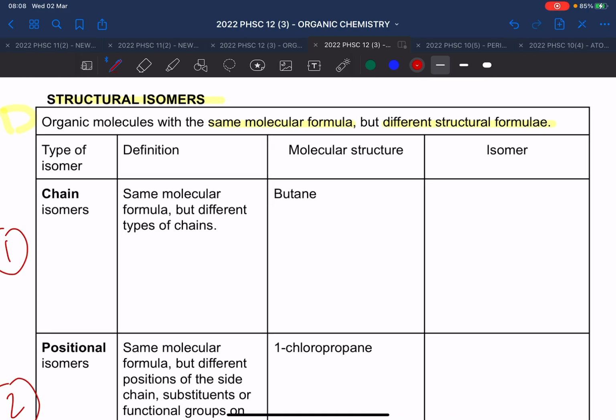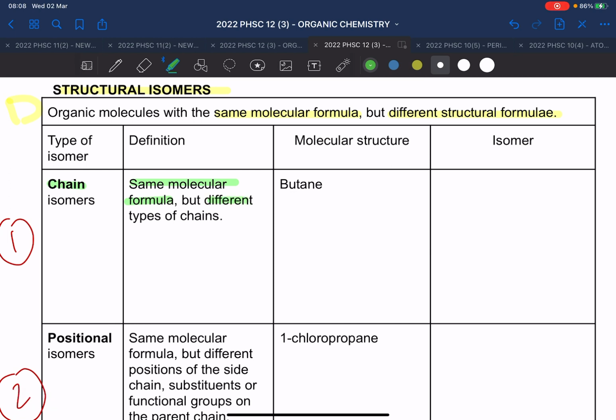Okay, right. So a chain isomer is where you have the same molecular formula. An isomer means same molecular formula, but different types of chains. And with different types of chains, what we mean is different lengths of parent chain.